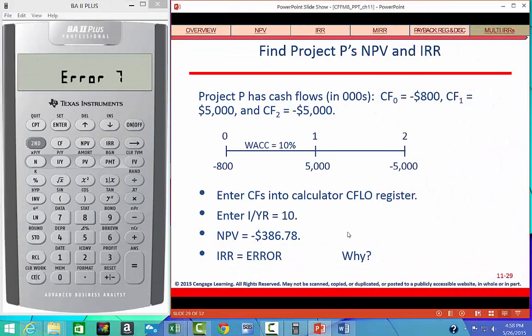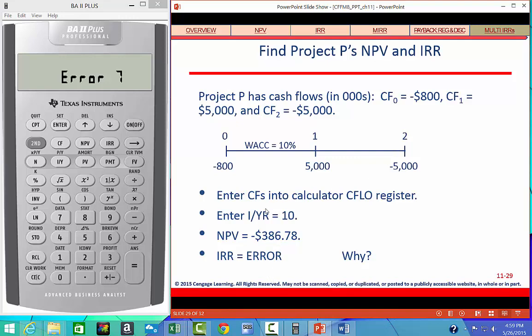Now let's look at the example where we had two or more changes in sign. I had kind of done one over here, and my error 7 is still up there. So this one has the following cash flows, and you can see the negative 800, to plus 5,000, to negative 5,000.